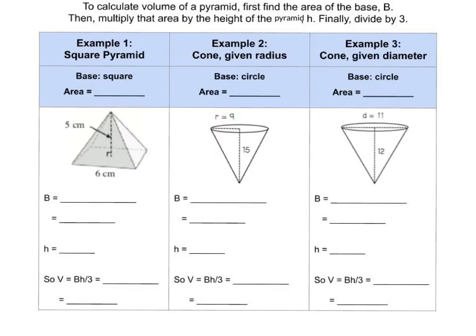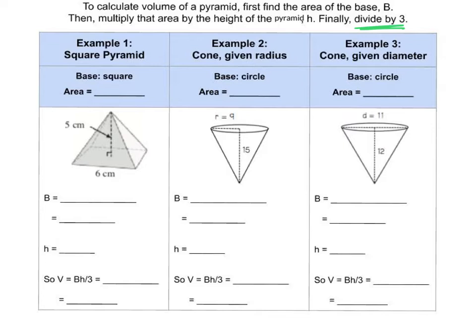So let's work through some examples. We have 3 different pyramids and cones, and to calculate the volume, we're first going to find the area of the base, then multiply that by the height, and finally divide by 3. Don't forget this new step of dividing by 3 at the end. So let's start with a review of a square pyramid.